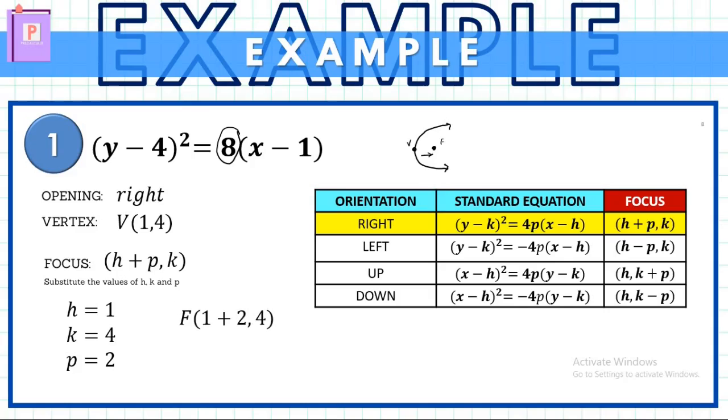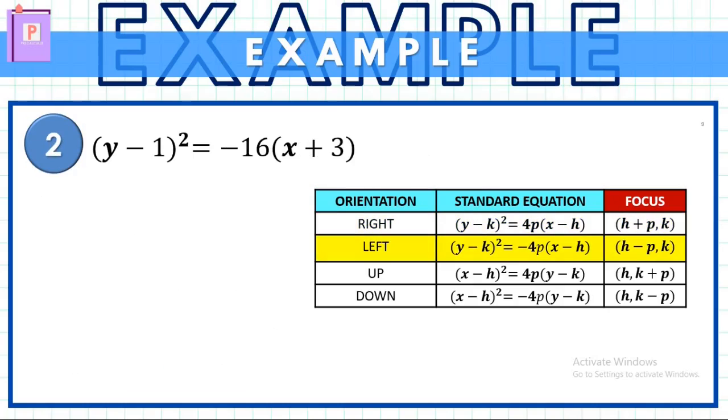After that, we simply substitute the values. So h is 1 here plus p, which is 2. And then simply copy k. Then after that, simplify. The focus will now be plotted at 3, 4.